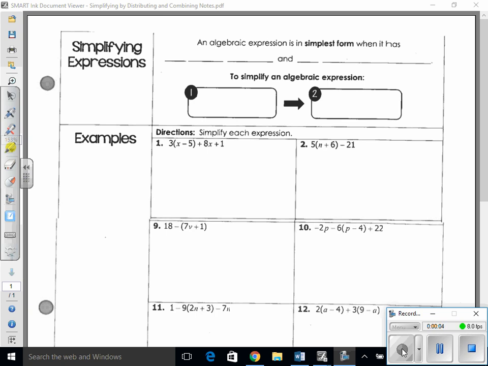Now that you have seen how to use the distributive property and combine like terms and what those vocabulary words mean, we are going to put them together in problems that require you to do both. So an algebraic expression is in simplest form when it has no like terms. That means nothing that can be combined together, and no parentheses.